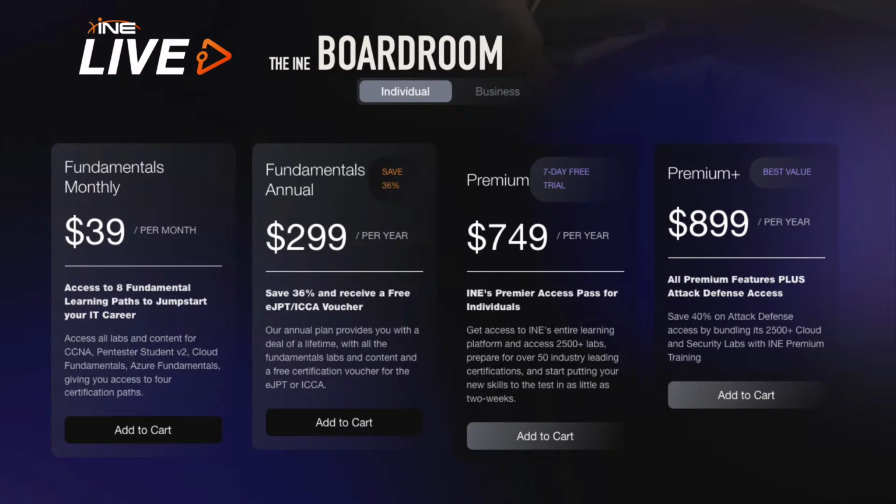A new Premium Plus option also includes access to all premium features, as well as access to attack defense labs. We're bundling those together because we know a lot of you have been asking for it. That is now $899 per year, and really just enables clients who are interested in getting both of those to avoid having to buy them separately. We're bundling those together, saving you a little bit of money. Again, that's $899 per year. So giving you more options. We hope you're excited about it.